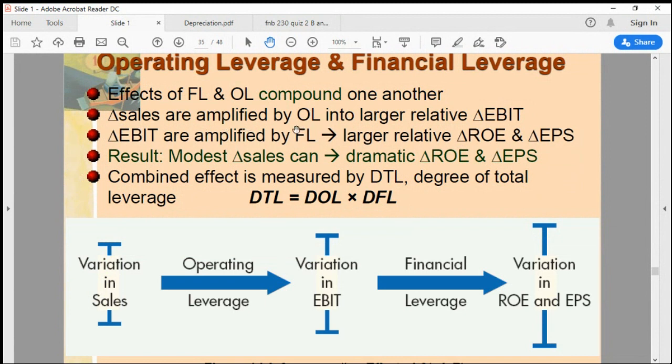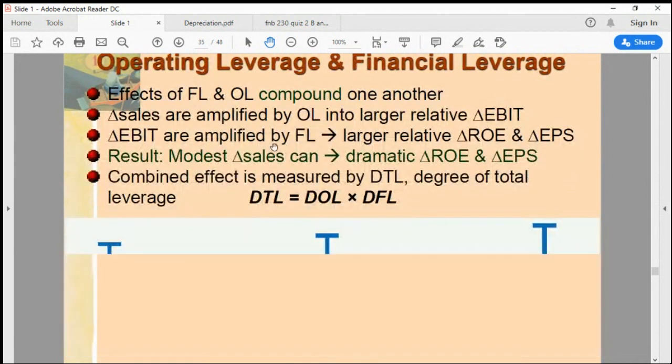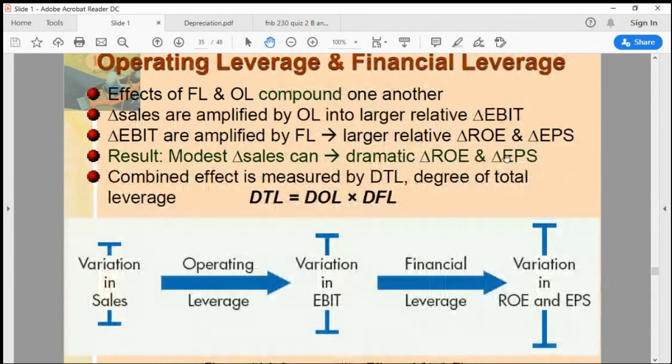Change in sales is amplified by operating leverage into a larger relative change in EBIT. Change in EBIT is amplified by financial leverage. So it was the diagram that you saw already, which will lead to a larger relative change in ROE and change in earnings per share. So the result: a modest change in sales can lead to a dramatic change in ROE and EPS, like a butterfly effect. The butterfly effect is basically a multiplier effect. It's a compounded effect, rather than combined, which is more like additive.